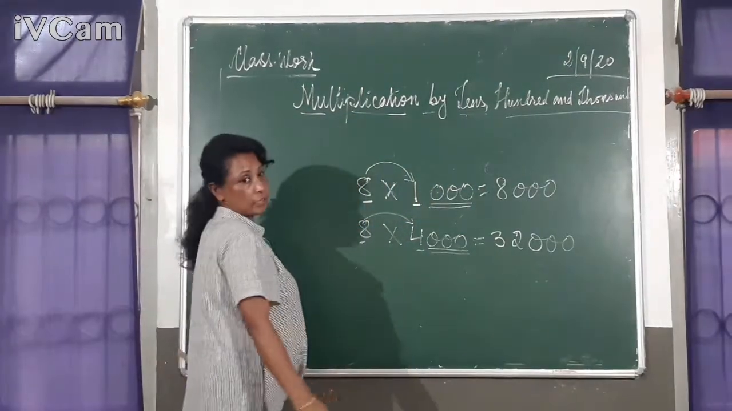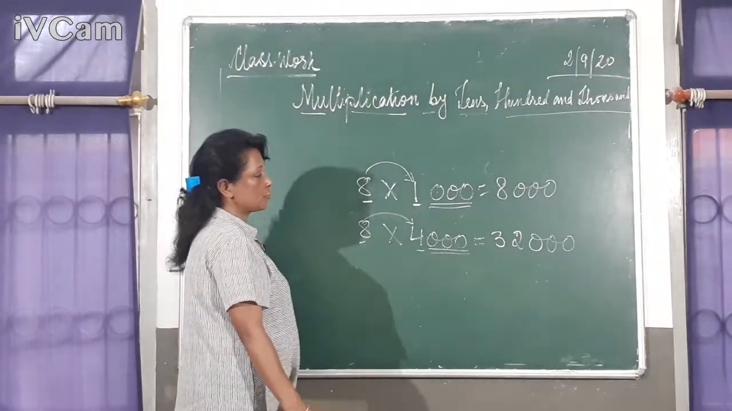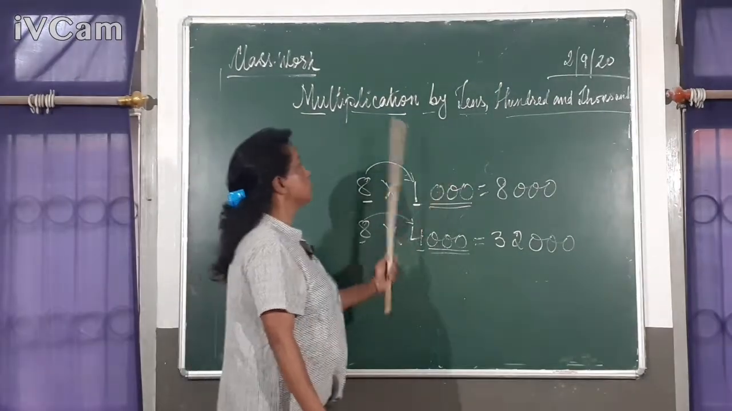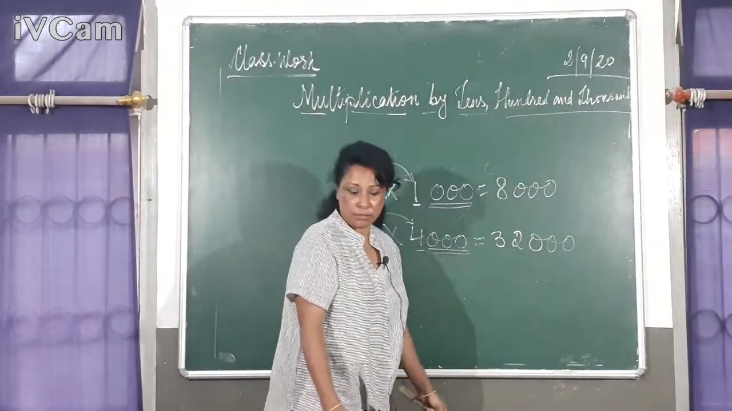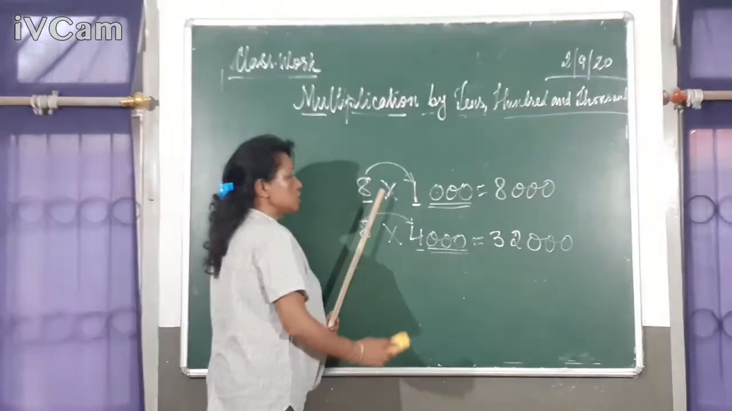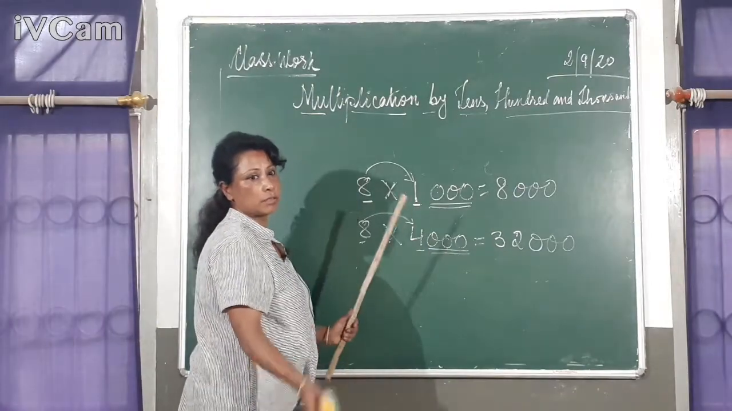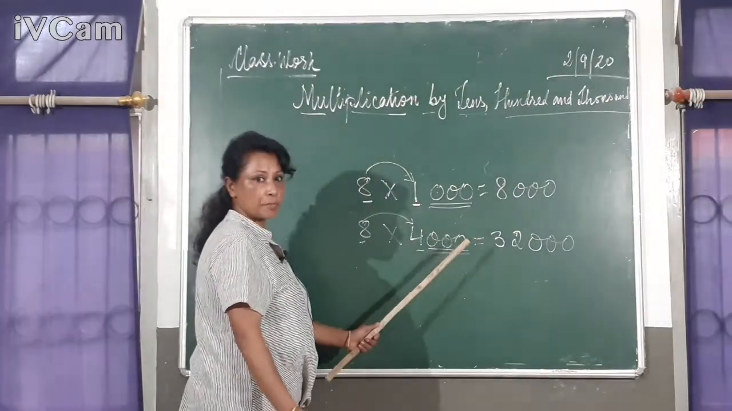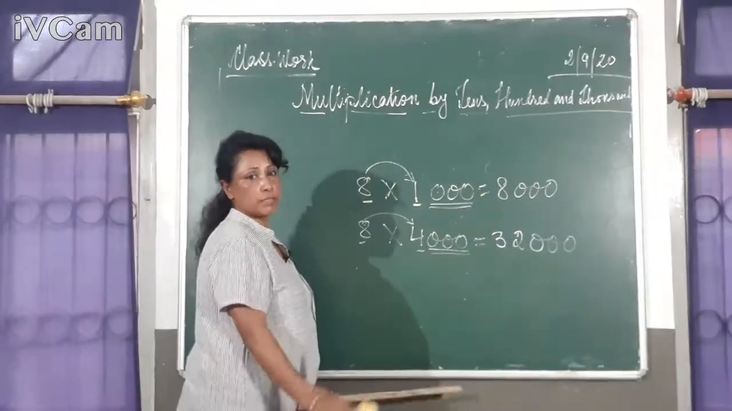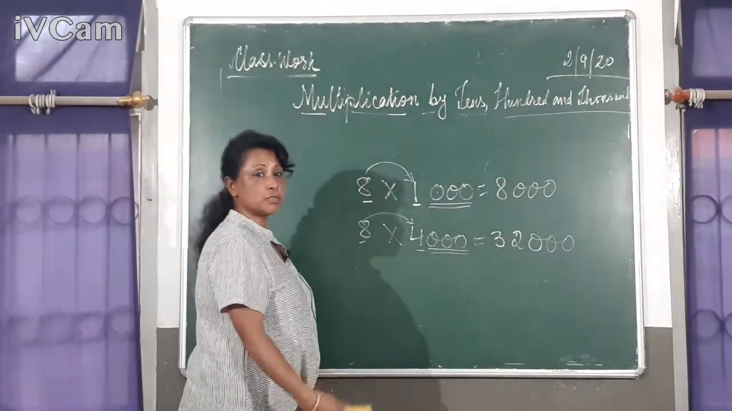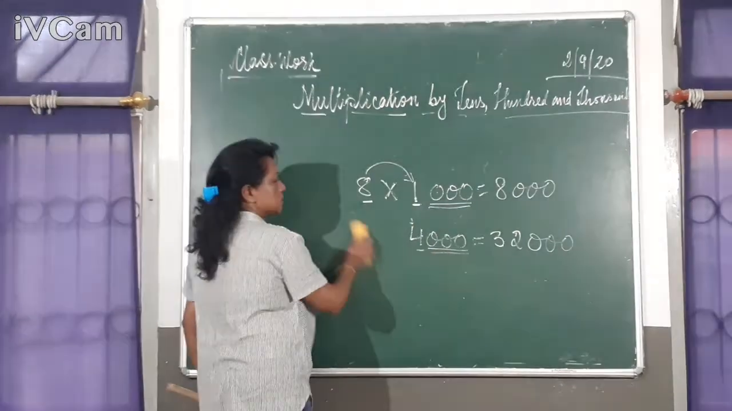Okay? This way you can do your sum. Did you understand, children? Now this is called multiplication by tens, hundred and thousand. Now this was multiplication in short multiplication, in one line, in one row, you do it. But now if you have to do this in long multiplication, let's see how we are going to do.